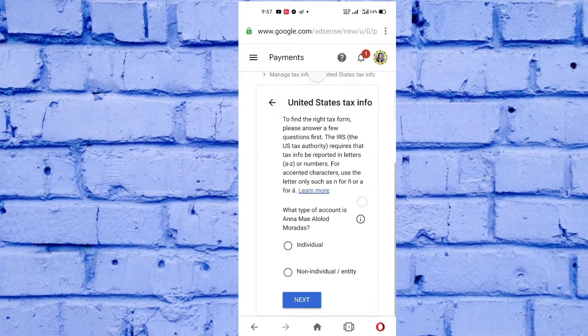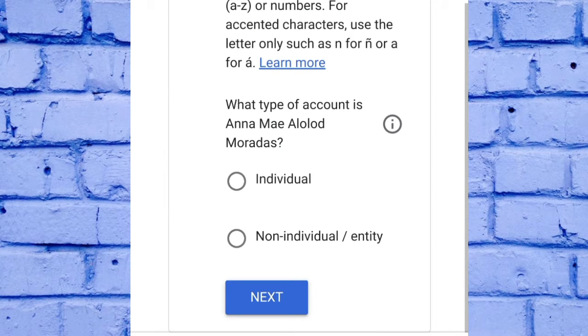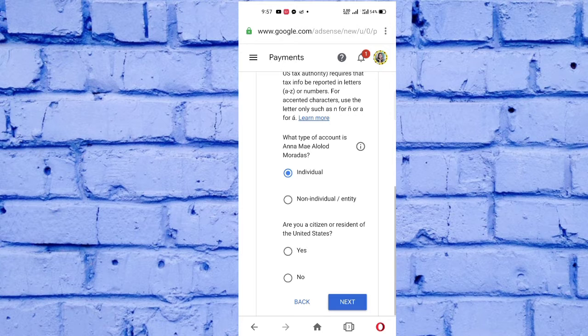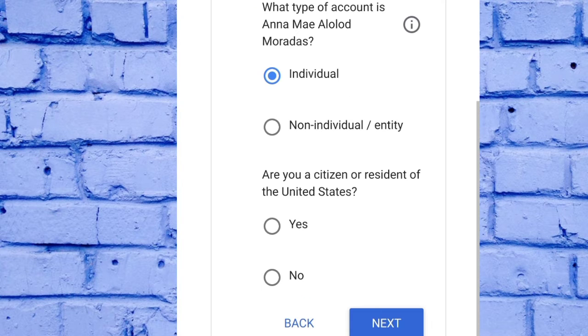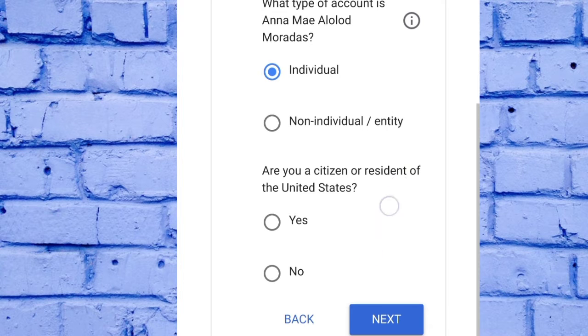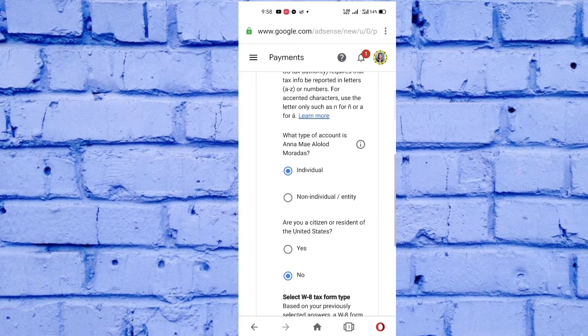Then, meron po ditong mga question. The first question is, what type of account is your channel? So, meron itong choices, individual or non-individual or entity. So, yung sa akin is individual. So, pipiliin natin yung individual. Then, next. Then, the next question is, are you citizen or resident of United States? So, hindi tayo nakatira or hindi tayo taga-US. So, no. Then, next.